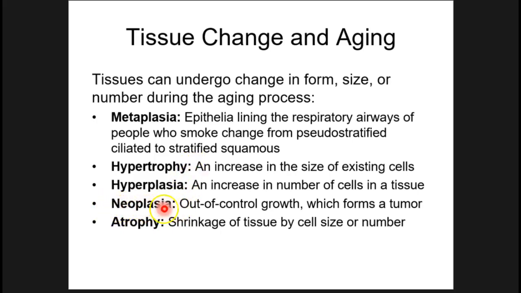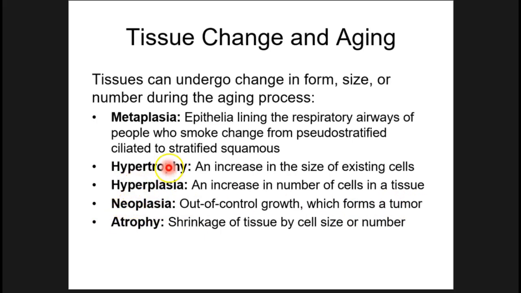Neoplasia. Does anybody know what those word roots mean? What's neo? New. What about plasia? Growth. So new growth, that means there's a tumor. Tumor doesn't necessarily mean cancer. Cancer means malignant. So if a tumor was malignant, then it would be cancerous, but not all tumors are cancerous. Neoplasia just means new growth. It's not growth that we planned for. It is cancer or a tumor.